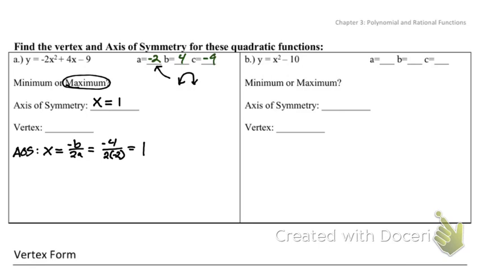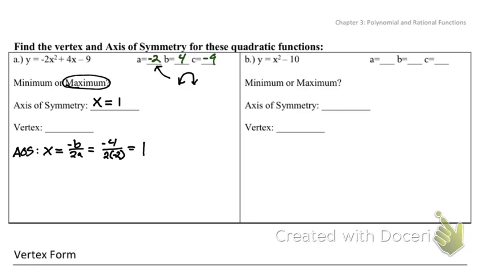Note how I write the axis of symmetry. I write x equals 1. 1 is meaningless. x equals 1 tells me it's a vertical line. So you need to write your axis of symmetry as x equals 1. That is something I can take points off of on your test.